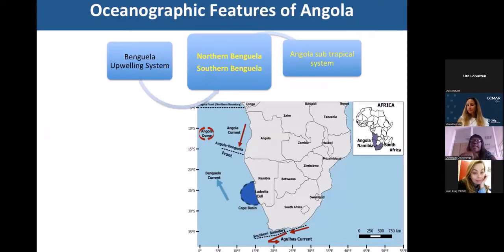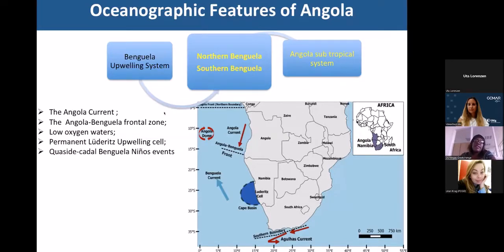Well, Angola is part of the Benguela upwelling system, one of the most important eastern boundary upwelling systems, and is characterized by some important oceanographic features. The first one is the Angola current, with southward flow, meeting the Benguela current, forming the Angola-Benguela frontal zone, an important area for fish production. Another feature is the low oxygen water, mostly in the southern coast of Angola. The Lüderitz upwelling cell in Namibia influences South Angola, and there are the quasi-decadal Benguela Niño events.